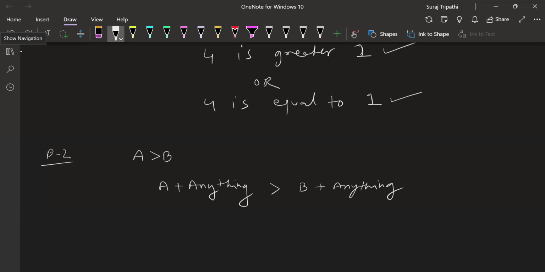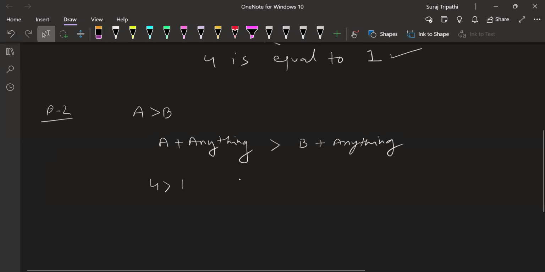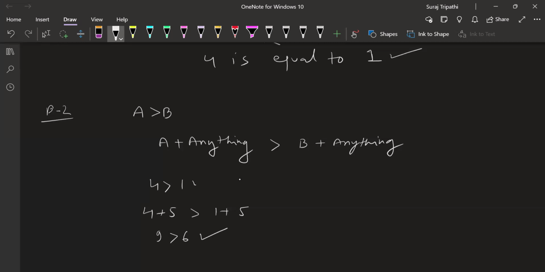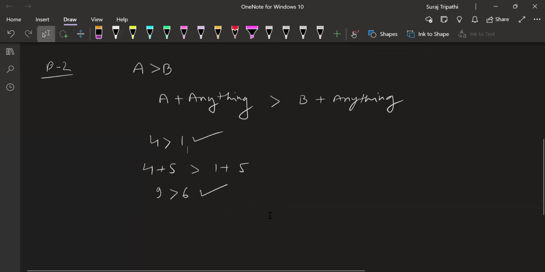Similarly, cancelling out any number written with a plus or minus sign is also allowed. Suppose the inequality is 4 is greater than 1. If I add the same number to both sides, like 4 plus 5 and 1 plus 5, then the inequality will always be true. So here again 9 will be greater than 6. This is also true and this was also true. So adding or subtracting any number in inequality is allowed.